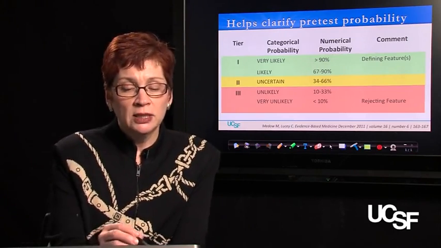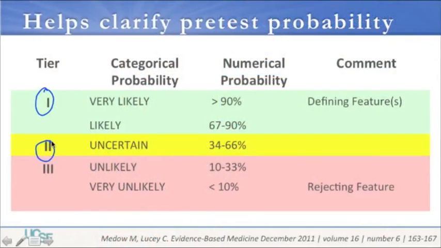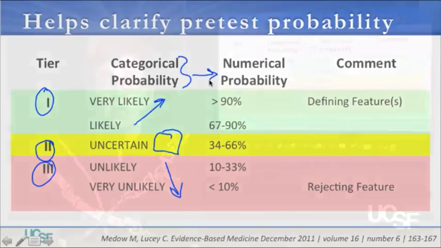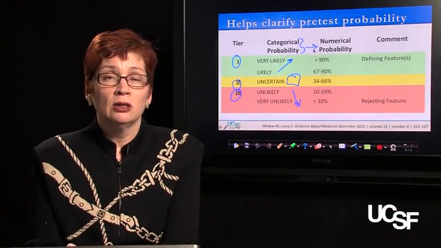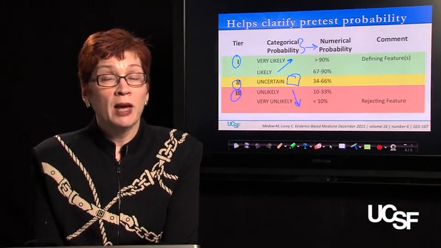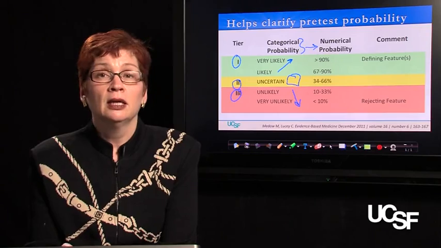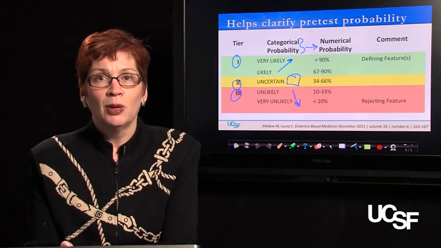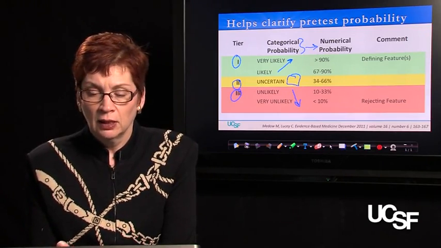So we've taken the 3 tiers, tier 1, 2, and 3, and assigned them a categorical probability. So tier 1 is likely to very likely, tier 3 is unlikely to very unlikely, and tier 2 is uncertain. And then connected those categorical probabilities to numerical probabilities so that we can use mathematical clinical decision tools in our assessment of the post-test likelihood of disease.